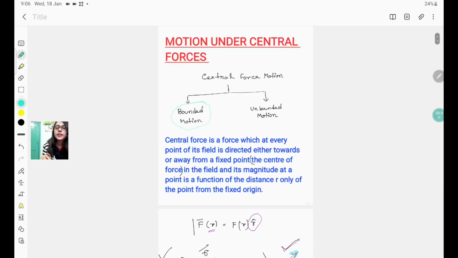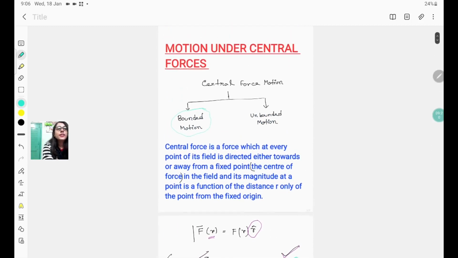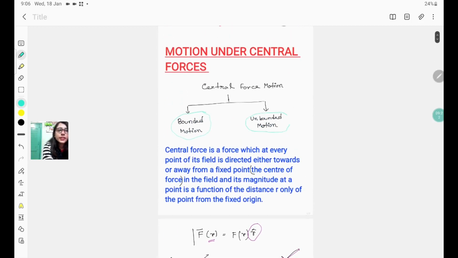But in the second scenario, where the force is repulsive in nature, the origin O always rejects the particle and tries to repulse it away from that fixed point. That's why this kind of motion is not bounded, because it is not holding the particle, it is always rejecting it, repulsive in nature. That's why this kind of trajectory or motion is unbounded in nature.